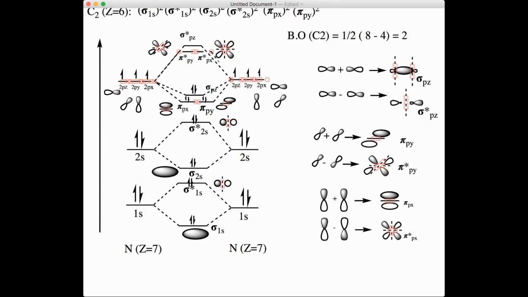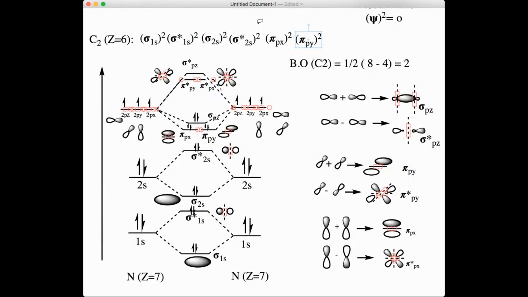So shouldn't sigma antibonding come first? No. The order in the antibonding is always going to be like this. Once again, this comes out of calculations. So, guys, 2, 4, 6, 8, 10, 12, 14. Okay?